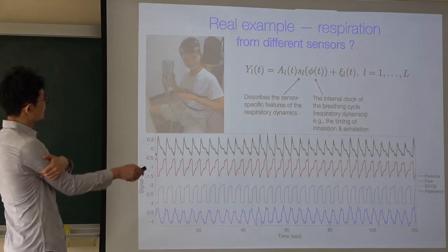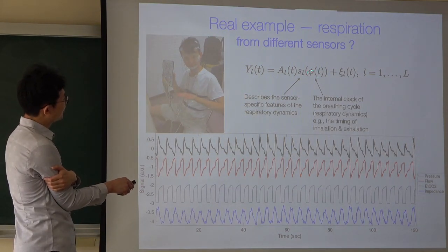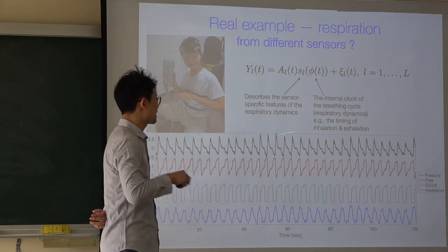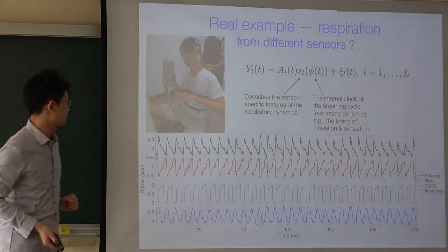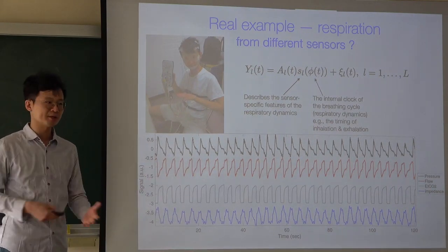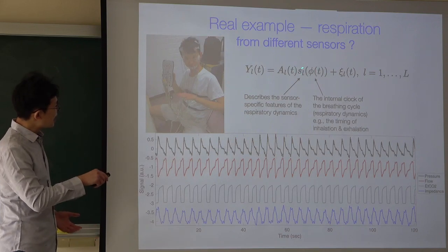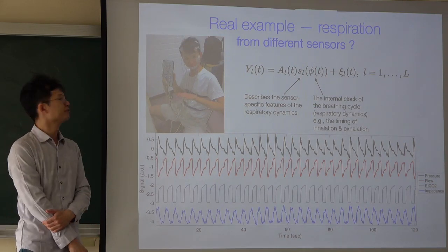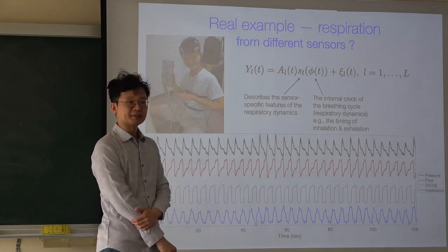So you can see that the phi can now be understood as the internal clock of the breathing cycle or respiratory dynamics, or the timing of inhalation, exhalation, and so on. For this s, the wave shape function describes the sensor-specific feature of the respiratory dynamics.